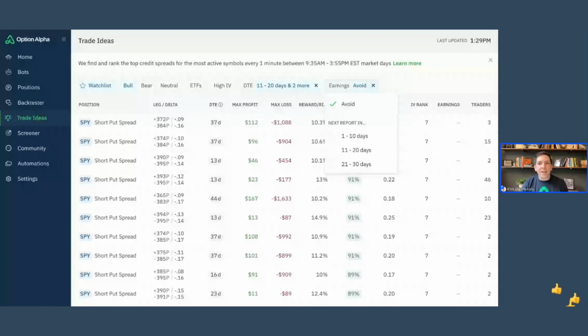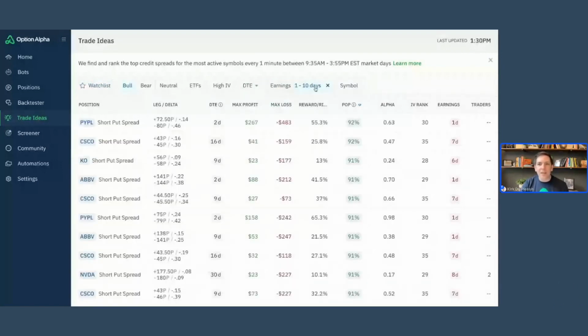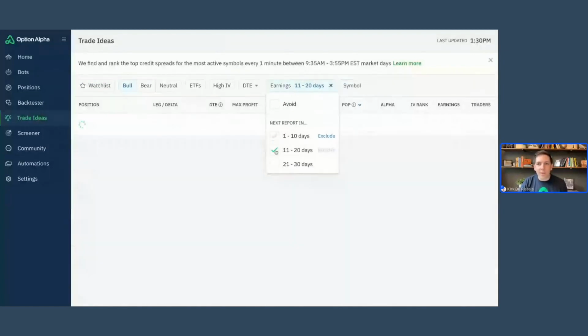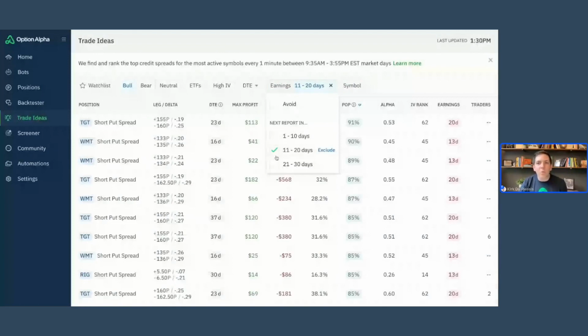Or on the opposing end, if you want to trade something that reports in the next 1 to 10 days, tell the system, hey, I want to trade something that reports in the next 1 to 10 days or something that reports in the next 11 to 20 days. Just tell it what you want to do. I want to completely avoid it or I want to trade through it. It's up to you. We give you the choice to do both.